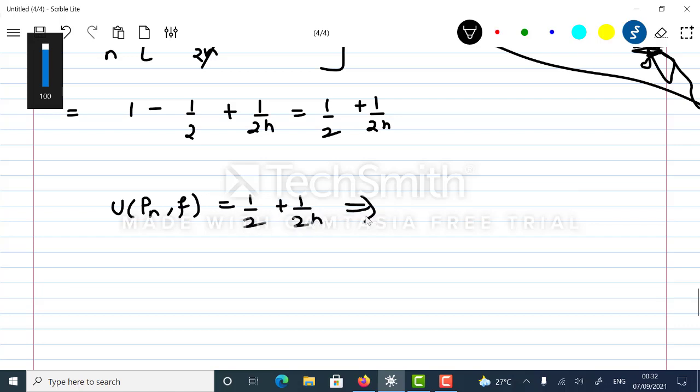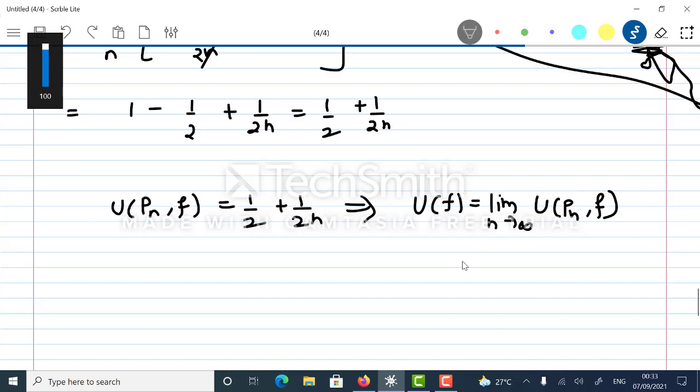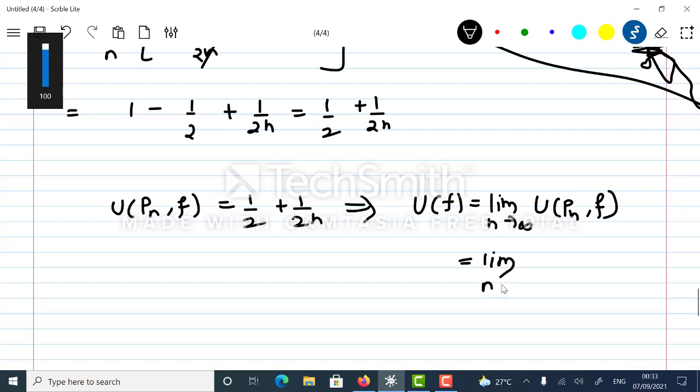So this would imply I can find out UF. UF is limit as n goes to infinity UPNF. Now one may ask that this formula, we can use only if Pn is of that form. If n partition is taken, then we can use this formula. In general this cannot be used for arbitrary delta. So limit as n goes to infinity half plus 1 by 2n. So the answer of this limit will be half. So I got UF as half.